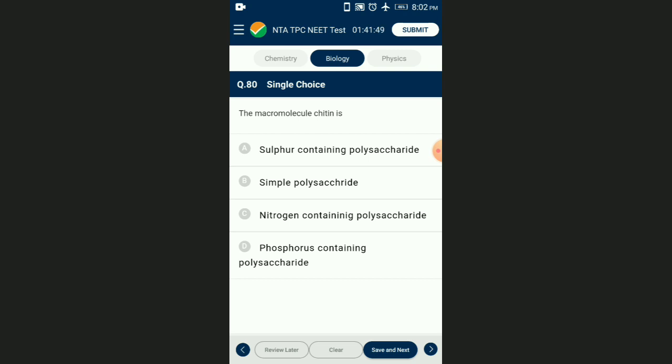Question number 80. The macromolecule chitin. Chitin is nitrogen containing complex homopolysaccharide. It is a large molecule made up of repeating units of N-acetyl glucosamine joined to each other with the help of beta linkages. So the answer is option C, nitrogen containing polysaccharides.